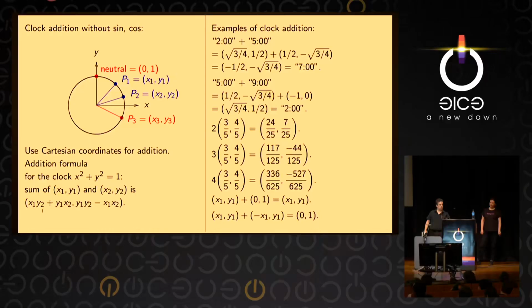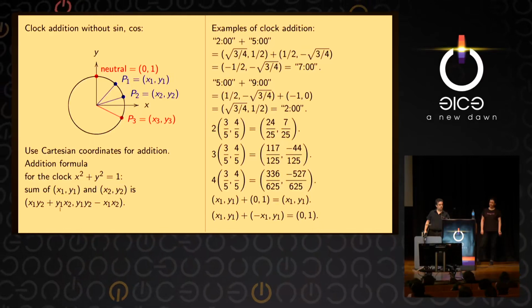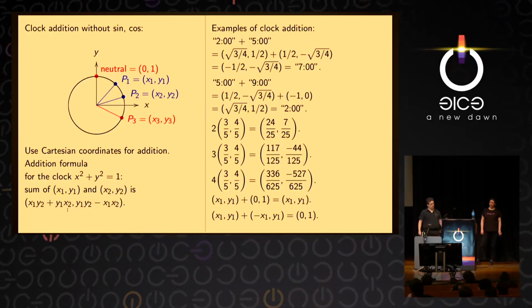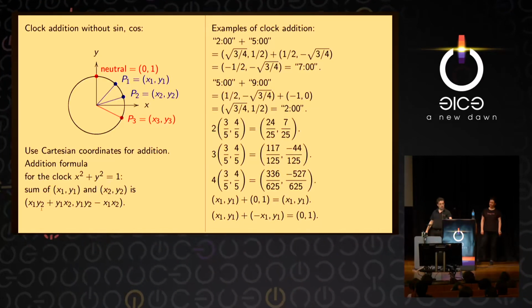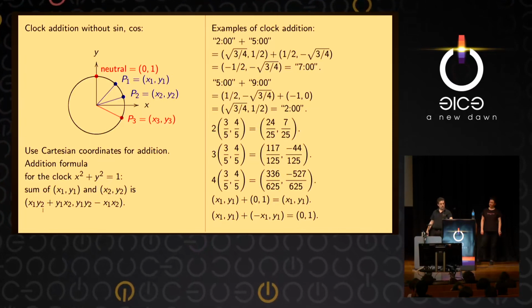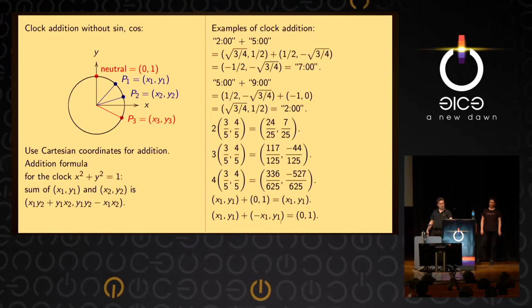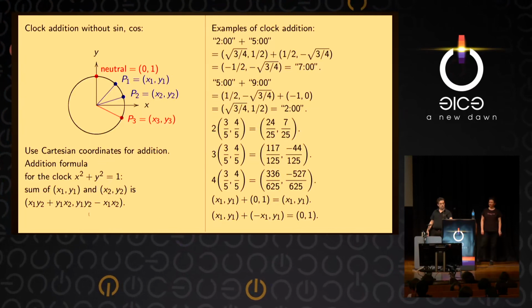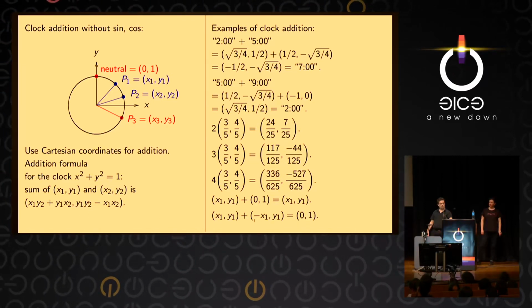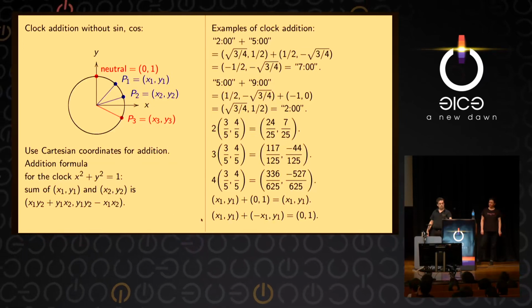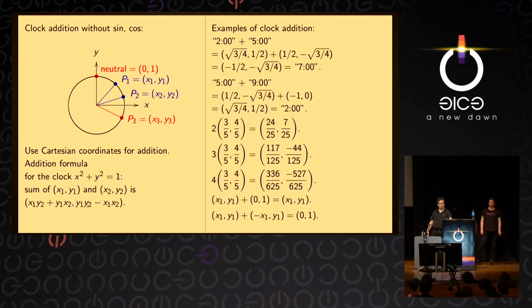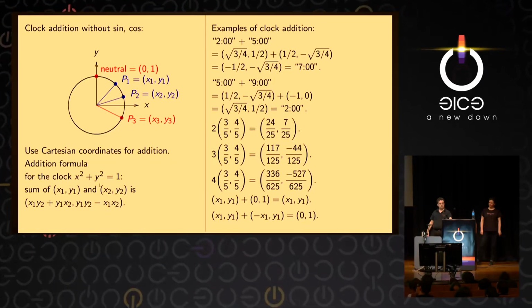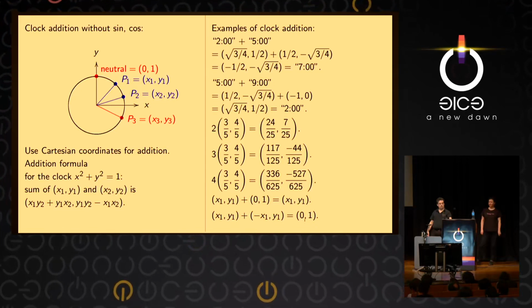coordinate of the answer here is x1 times y2, which was y1, and then y1 times x2. x2 is minus x1, so you get minus x1 y1 and x1 y1, which adds up to 0, which is what we wanted for 12 o'clock. And then with a little more work, the second part: y1 y2, that's y1 times y1, and then minus x1 x2, that's minus x1 times minus x1, which is plus x1 squared. So y1 squared plus x1 squared, which equals 1. So the second part of the answer is 1.